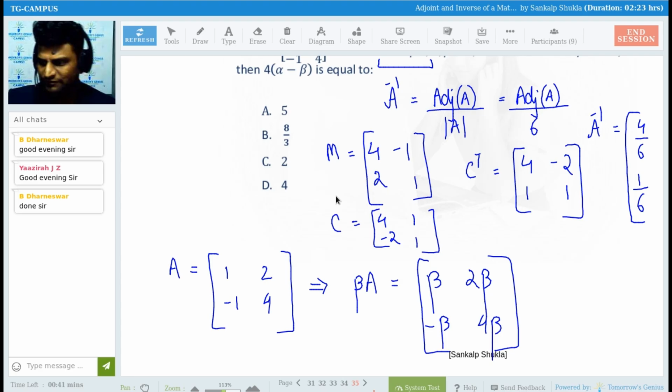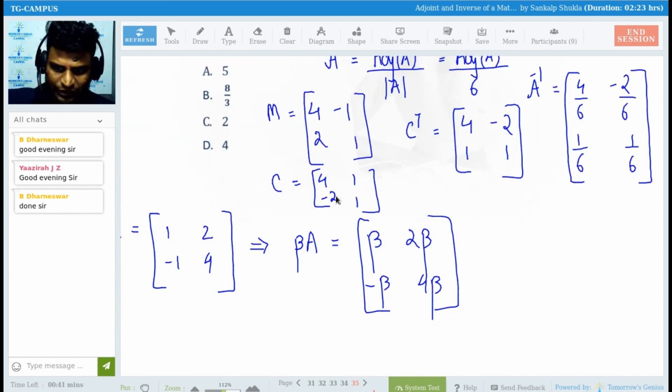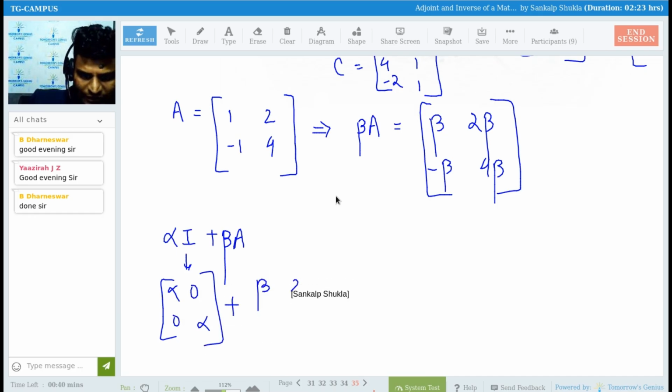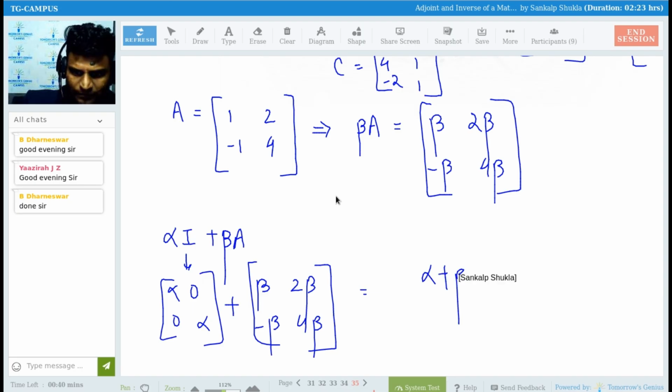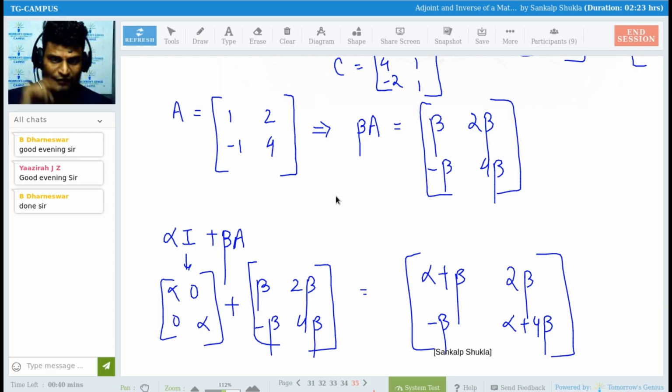Now the question is saying that A inverse is actually alpha I plus beta A. So I have to add alpha I and beta A first. This was alpha, 0, 0, alpha, and this is beta, 2 beta, minus beta, and 4 beta. The addition is alpha plus beta, 2 beta plus 0, so it is 2 beta only, 0 minus beta, it is minus beta, and alpha plus 4 beta. This is alpha I plus beta A, and the question is saying that it is equal to A inverse.